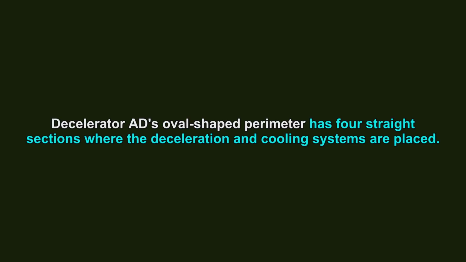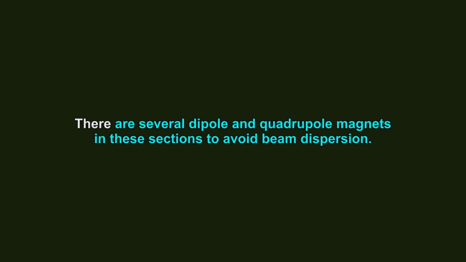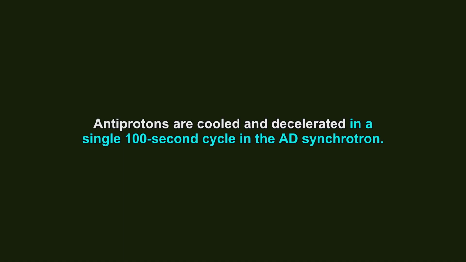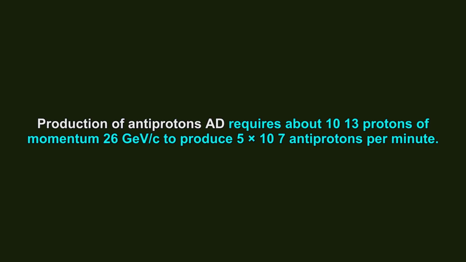The AD's oval-shaped perimeter has 4 straight sections where the deceleration and cooling systems are placed. There are several dipole and quadrupole magnets in these sections to avoid beam dispersion. Antiprotons are cooled and decelerated in a single 100-second cycle in the AD synchrotron. Production of antiprotons at the AD requires about 10^13 protons of momentum 26 GeV/c to produce 5 by 10^7 antiprotons per minute.